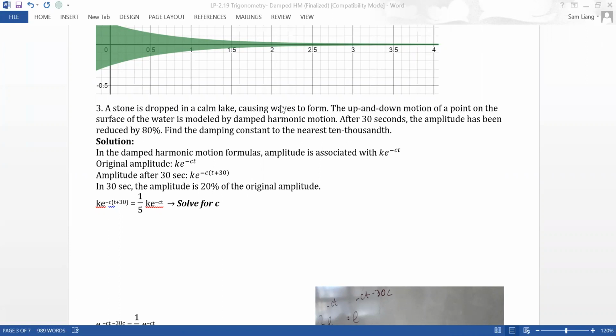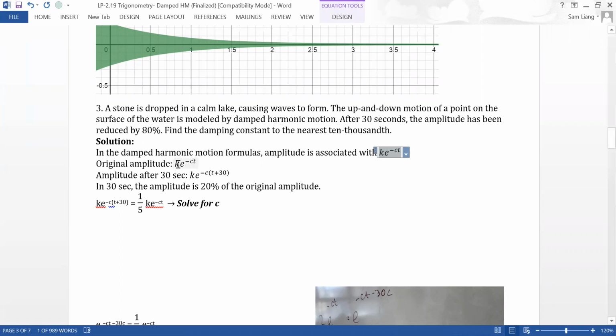So a couple things make this problem hard. One, you have to recognize that in the damped harmonic motion formulas, as I write here, the amplitude is associated with k times e to the negative ct. In simple harmonic motion, it's A in A cosine omega t. For damped harmonic motion, it's k times e to the negative ct, and the rest is like the cosine curve. But this is what is going to change the amplitude.